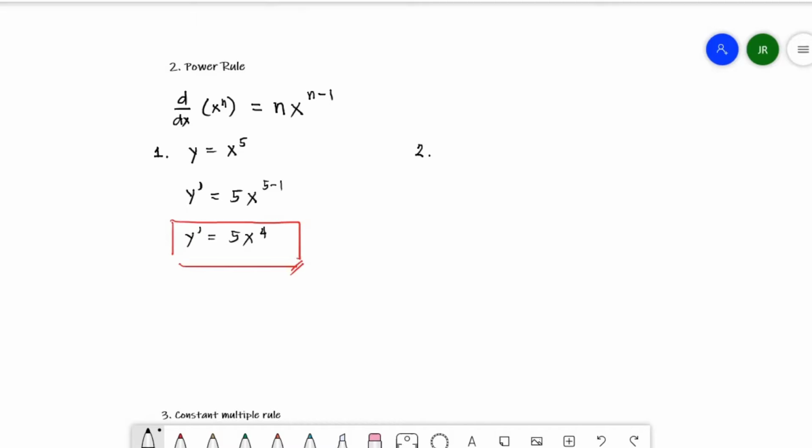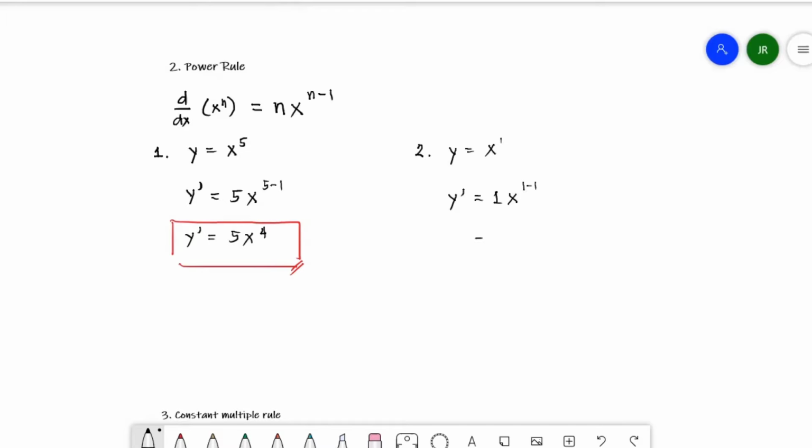Okay, so for example number 2, what will be the derivative of y is equal to x? So now we can use the power rule then. So y prime is equal to babaeng exponent. Yung x ay may exponent na 1. So ibaba lang natin yung exponent. Then copy the variable x. Then yung x may exponent na 1. So 1 minus 1, bawasan lang natin ng isa.